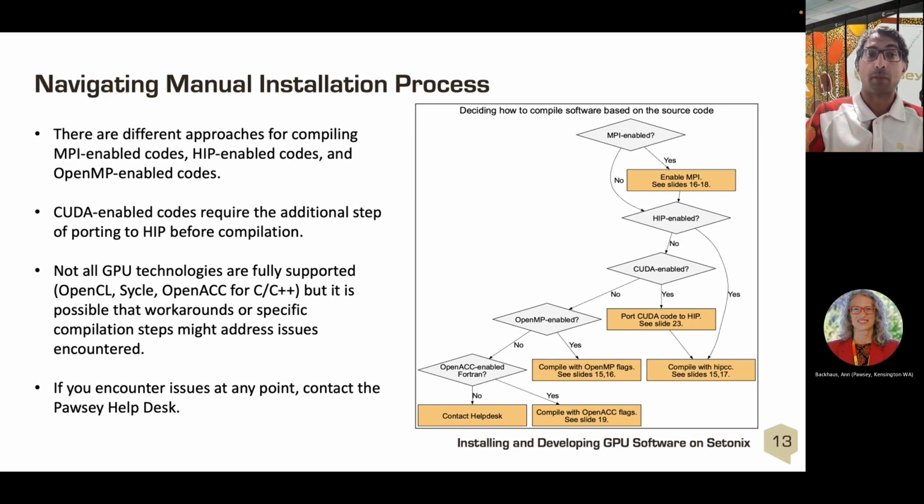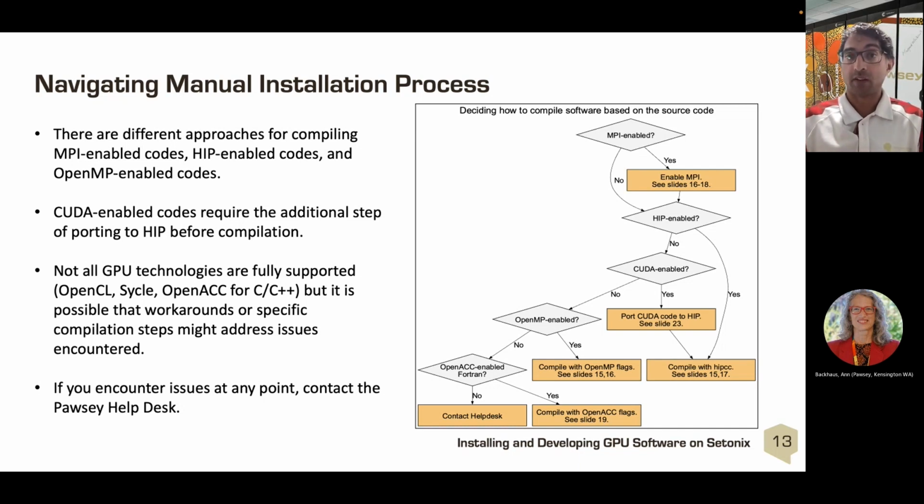So there are different approaches for compiling MPI-enabled codes, so that's MPI distributed node codes, HIP-enabled codes, so codes that already make use of HIP, and OpenMP-enabled codes. And that's true even for OpenACC. CUDA-enabled codes require an additional step of porting to HIP before compilation. And not all GPU technologies are fully supported, specifically also for C++. So there's OpenCL, SYCL, and a couple of other ones as well. But it's possible that there are workarounds for the software stack that you're trying to deploy.